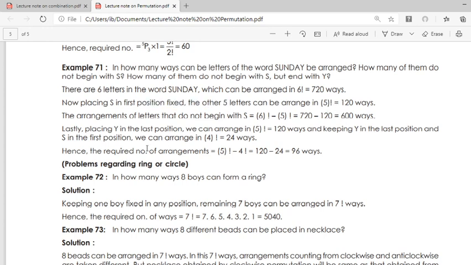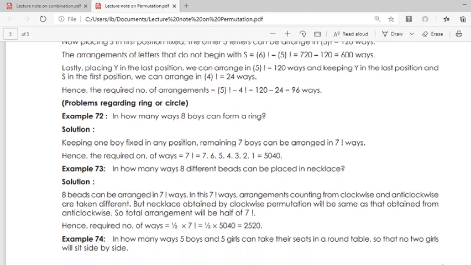Now let's go to the last part. If you place Y in the last position, how many ways can they be arranged? If you place Y in the last position, you are left with 5 letters. You have 120. Now, if you keep Y in the last position and S in the first position, you are left with 4 letters, and you have 24. So in how many ways can they be arranged? That will be 5 factorial minus 4 factorial, that's 96 ways.